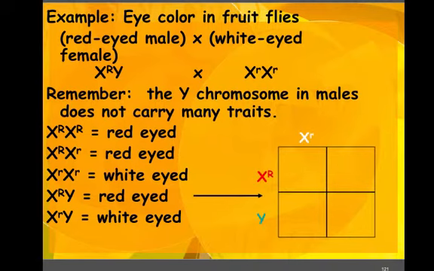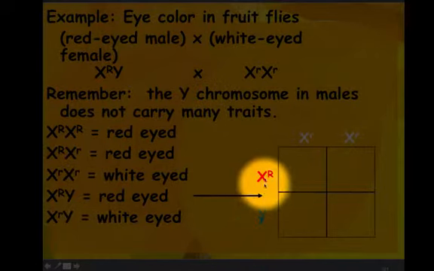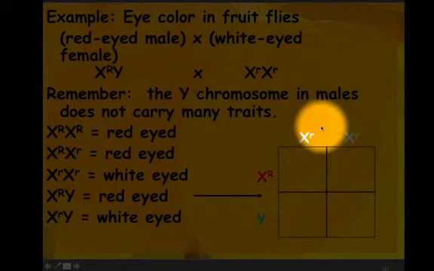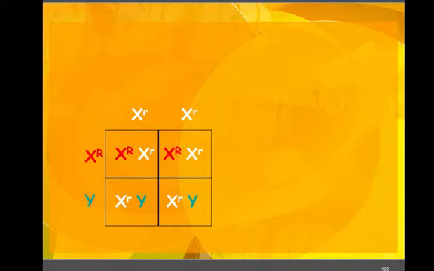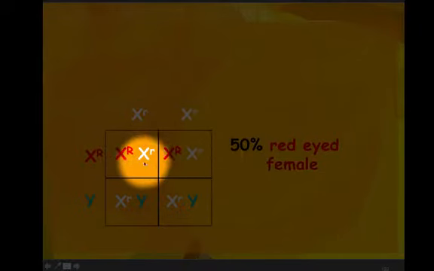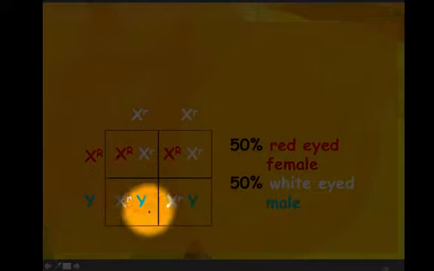So here we go. We have XRY for the father, right here, and we have XrXr for the female, who's white-eyed. We fill it in just as we fill in any other Punnett square. However, when we do phenotypes for sex-linked traits, we need to specify if they're male or female. So in this case, we're going to have 50%, or half of our individuals, that are red-eyed and female, and half of our individuals are white-eyed and male.